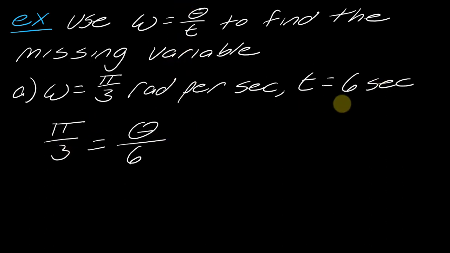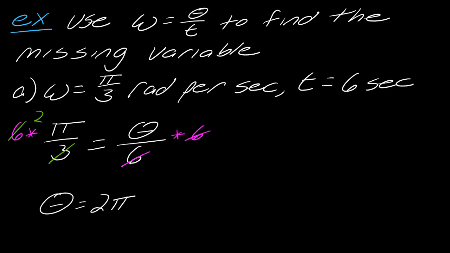I don't have a theta, and my t is going to be 6. I've filled all this in, so I need to solve for theta. To solve for theta, I'll multiply both sides by 6 and make my cancellations to get that theta in this case is equal to 2 pi.